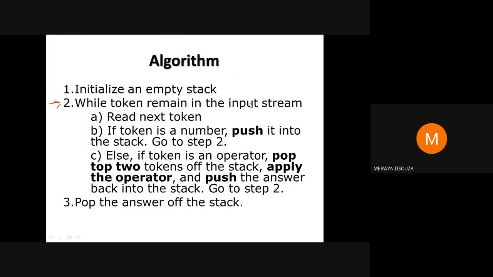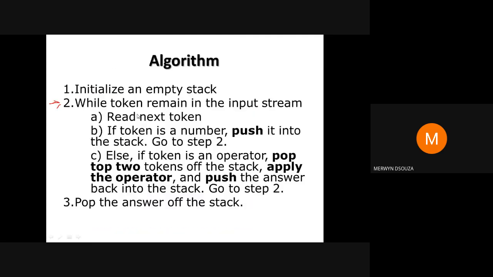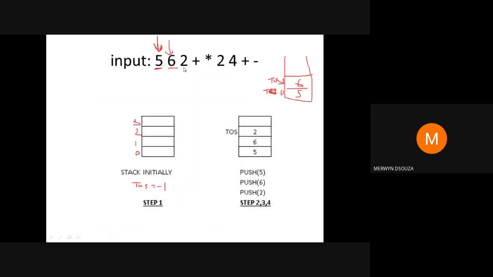I check whether more tokens are remaining. Yes, more tokens are remaining. Go to step 2a: I read 2 now. Then step 2b, I check whether it's a number. Yes, it's a number. If it's a number, what do you do? Push it onto the stack. So your top of the stack will come here.